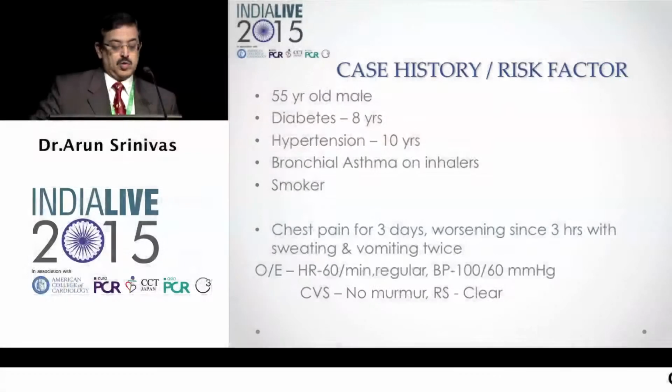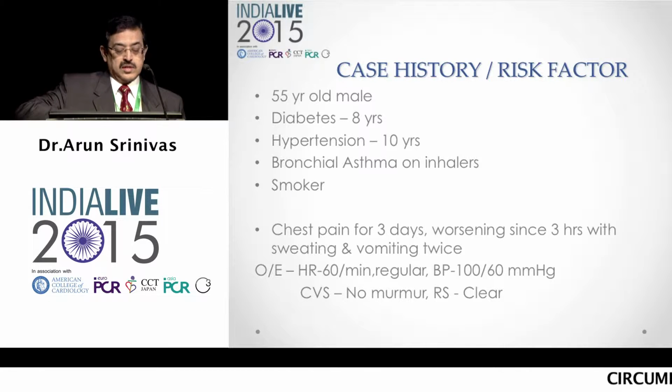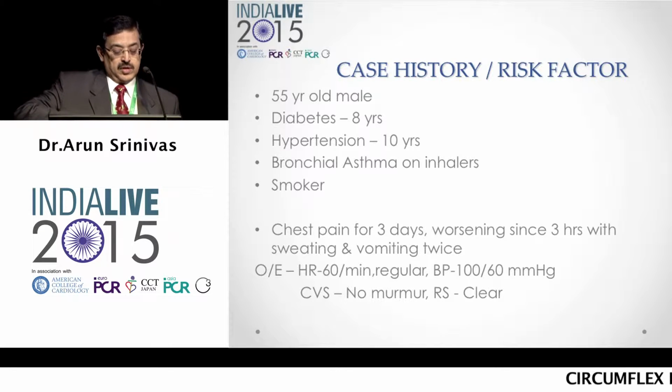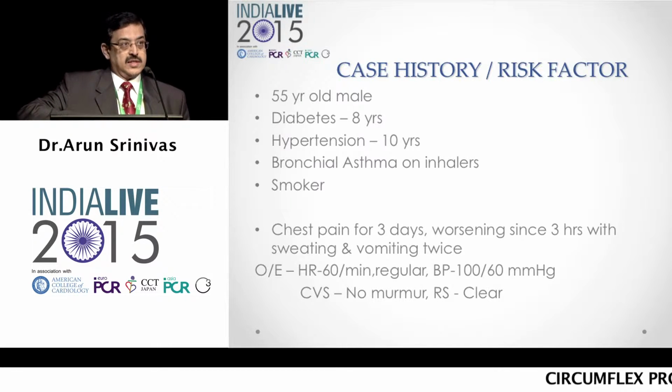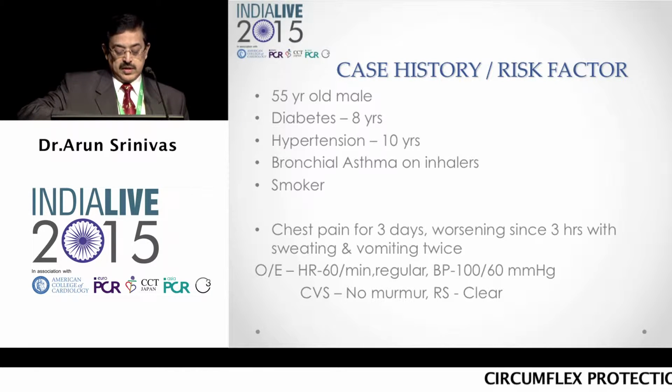A 55-year-old male, diabetic for 8 years, hypertensive for 10 years, known case of bronchial asthma on inhalers as required, also a smoker. He presented with chest pain for 3 days duration, worsening since the last 3 hours, associated with sweating and vomiting. On examination, his heart rate was 60, BP 100 by 60. Cardiovascular system was normal and lungs were clear.